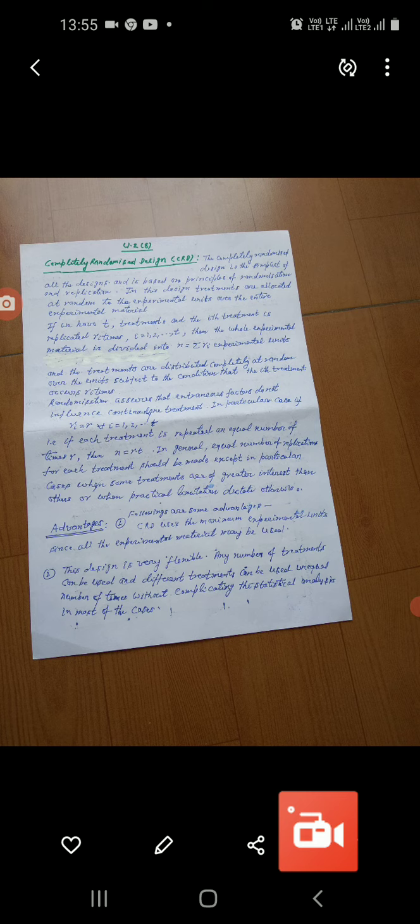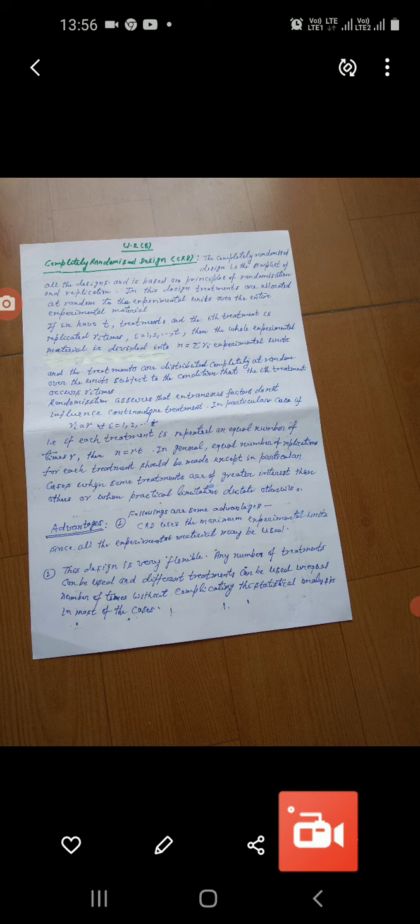And dividing the whole experimental material into homogeneous areas is called the process of controlling error, or the process of reducing error. The process of reducing the error by dividing the whole experimental material, which is heterogeneous, into homogeneous areas is known as local control. So we discussed this in previous lectures.